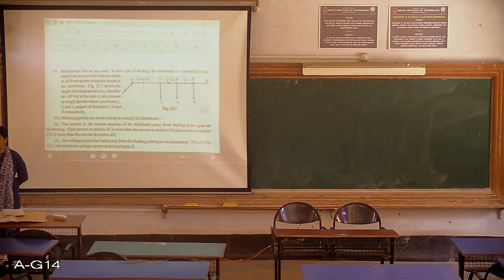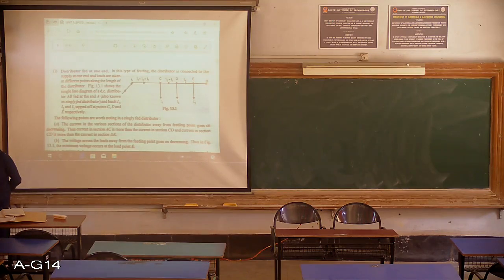Please see the line diagram which is given. You can see here at this point I am giving the supply, so it is fed at one end. From C, D and E we have taken the loads I1, I2 and I3. You can read here, it shows the single line diagram of a DC distributor AB fed at one end, also known as a singly fed distributor. The loads I1, I2, I3 are tapped off at points C, D and E.